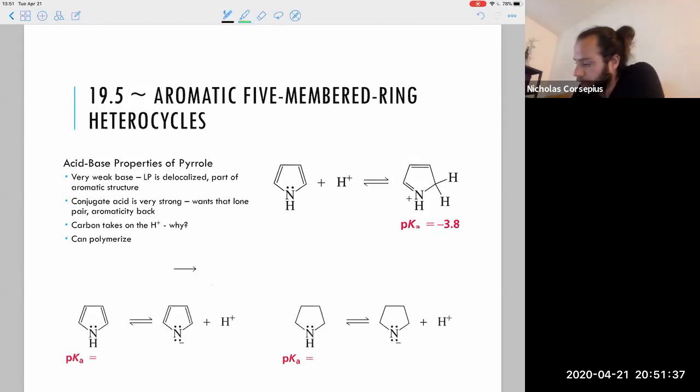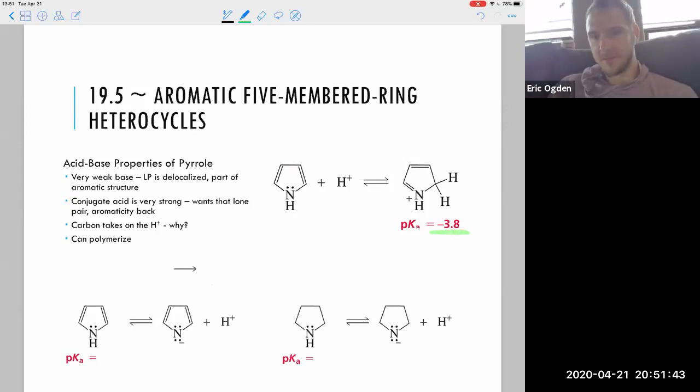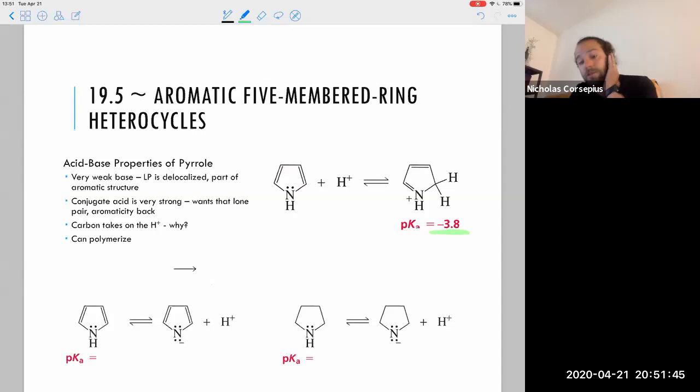But notice this pKa here. Does that mean that pyrrole is super acidic? It's ridiculously acidic. That's like hydrochloric acid level acidity right there. So pyrrole is just a really crappy base. If you do put it in the presence of a ton of sulfuric acid, it will accept a proton, but it actually does so on the C2 carbon. And then this is actually completely unstable.